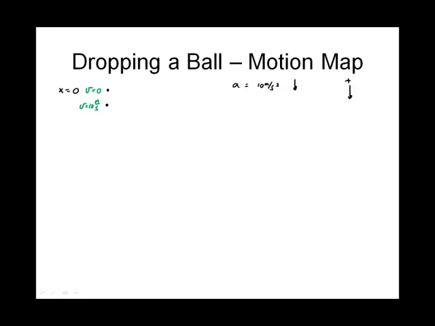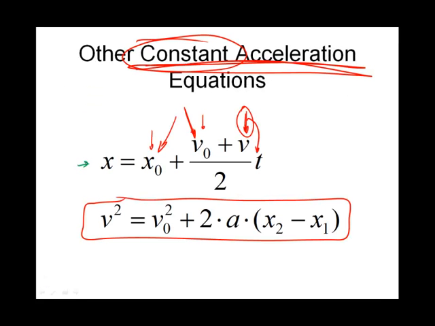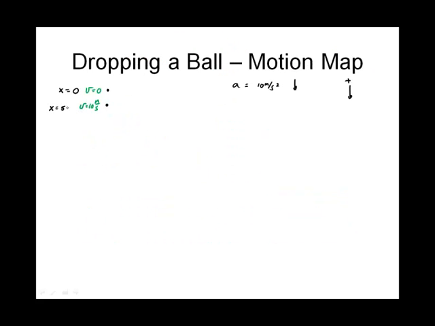Question is, how far did I fall? Well, I can think about this in a couple of different ways. Since I have a final velocity of 10 meters per second and an initial velocity of 0, I can go back to this equation. My initial position was 0. I started off with 0 velocity, but now I've got a velocity of 10 meters per second. So there's v naught and v. Divide that by 2, and 1 second has gone by. So that's 5 meters per second times 1 second, so I've moved 5 meters. My position now is 5 meters.